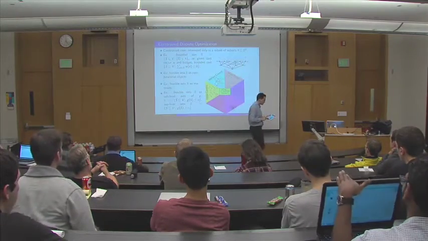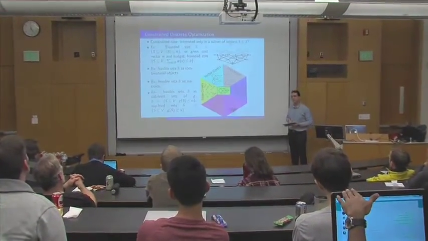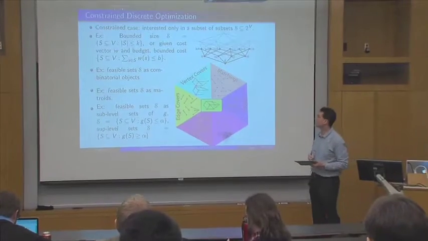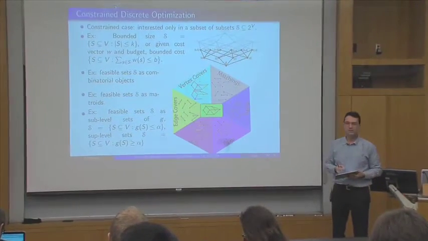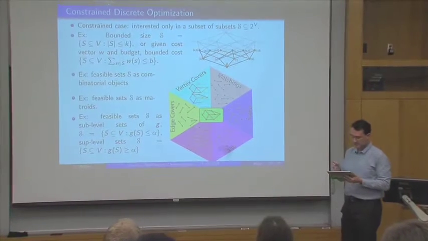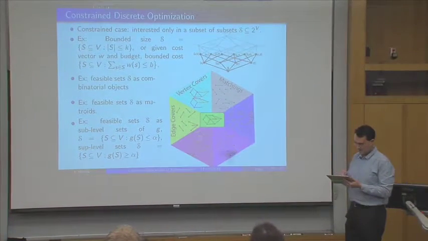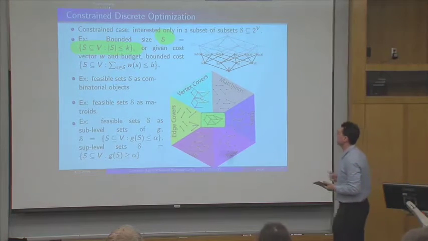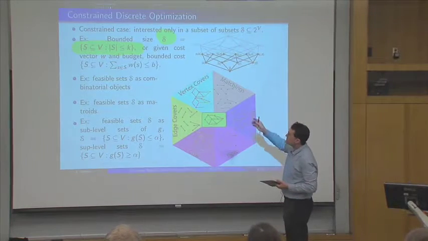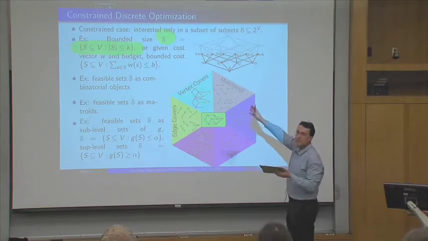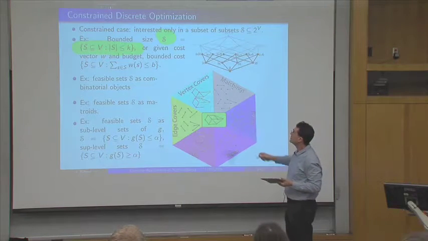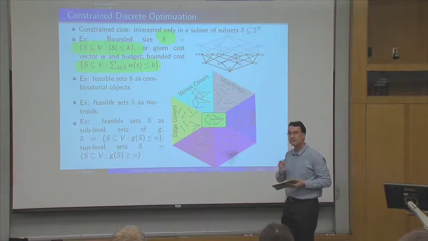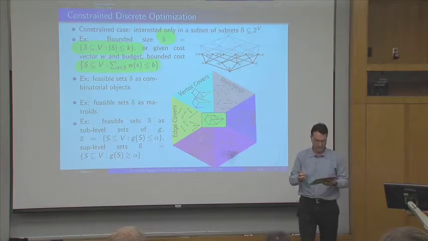So for example, in this slide, most of the time for applications, we don't necessarily want to minimize or maximize over all possible subsets, but we care about combinatorial constraints. One of the simplest forms of combinatorial constraint is a bounded size. Let's say that S is a constraint set, the feasible sets of things that we want to optimize over. Maybe we care about S's that are no bigger than our size budget K. Or maybe we have some additional modular cost function W, and we care about S's that are no more costly than budget B.